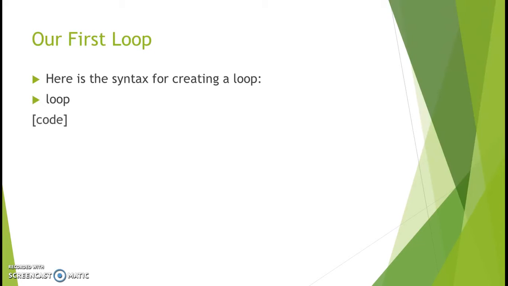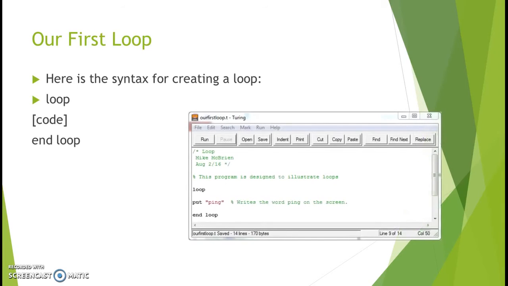Okay, so for our first loop in our Turing training, we can look at a syntax like this. Simply a statement loop, some code that'll be executed over and over again, and an end loop. And that end loop isn't saying stop, it's saying this is the stuff that's inside the loop and everything else is outside that loop. Okay, and so here's my first loop program.